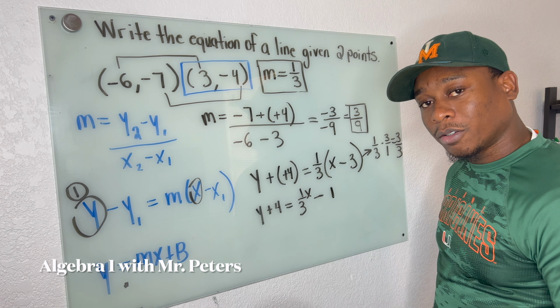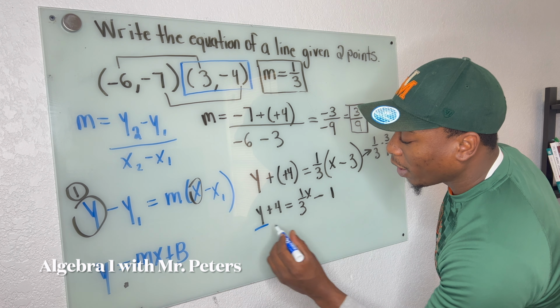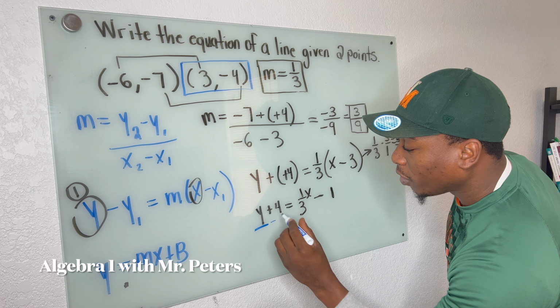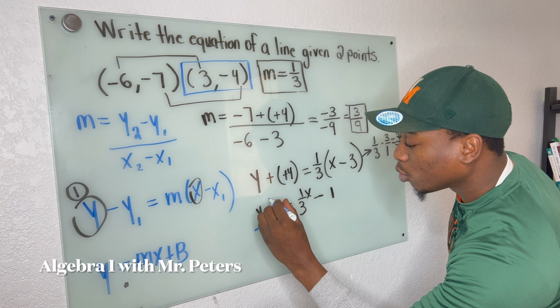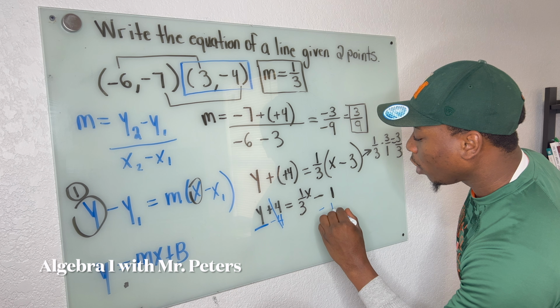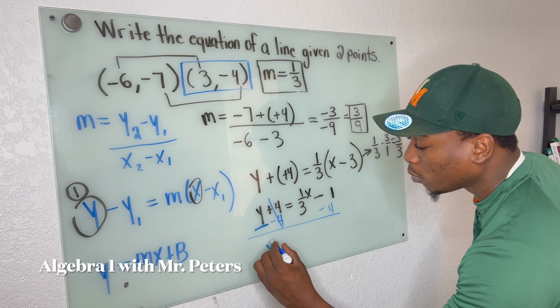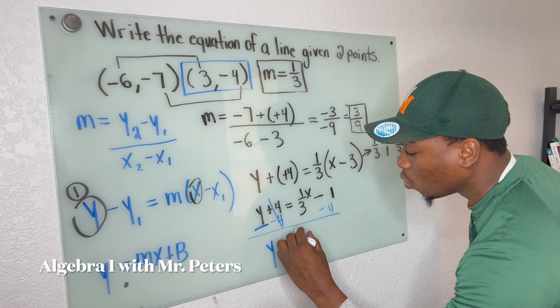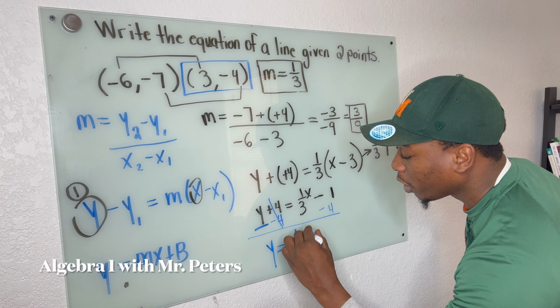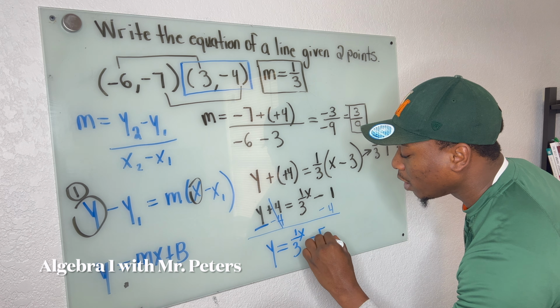So now at this step here, guys, the big thing that we have to remember is that y is not by itself. So first, to get this y by itself, we're gonna move this +4 by subtracting it. And once I bring it over to the other side, the equation of the line should be y is equal to 1/3x -5.